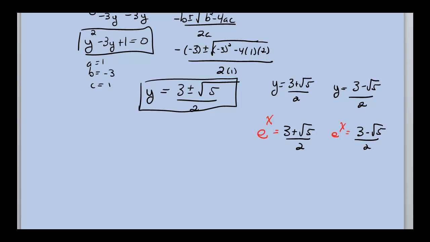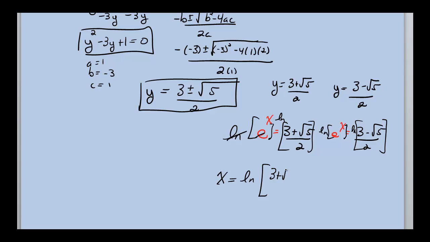In order for me to solve for x, I hope we all recognize that we have to take the ln of both sides. So we're going to take the ln of both sides. Ln and e will cancel, and I get x equals the ln of 3 plus radical 5 all over 2. And then over here, I'm going to see this cancels, and I get x equals the ln of 3 minus radical 5 all over 2.